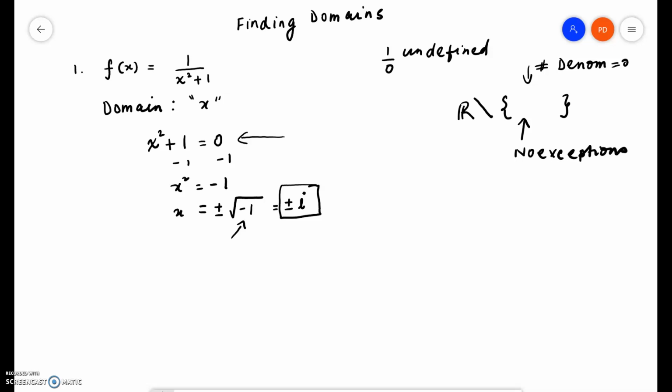We can plug in any real number that we want, and it would never make the denominator 0. So the domain of the function is all real numbers, negative infinity to positive infinity. You can plug in any number you want and you'll never find that the denominator is equal to 0.